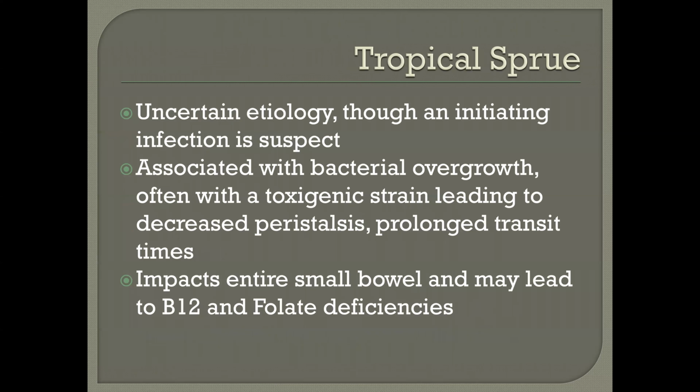Tropical sprue, we just mentioned in the differential. Uncertain etiology, though we suspect that there's some sort of an initiating infection that's at the base cause of this. It leads to some degree of bacterial overgrowth, and that may be a toxigenic strain that decreases peristalsis, prolongs transit times, leads to malabsorption, and therefore may even lead to vitamin deficiencies.